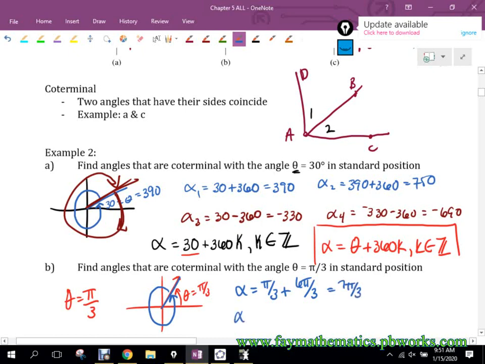Could I take pi over 3 minus 2 pi and give me negative 5 pi over 3? That makes sense? It'd be alpha, it'd be pi over 3 plus 2 pi k, if k is an integer. Does that make sense for our infinite number of answers for this particular problem?